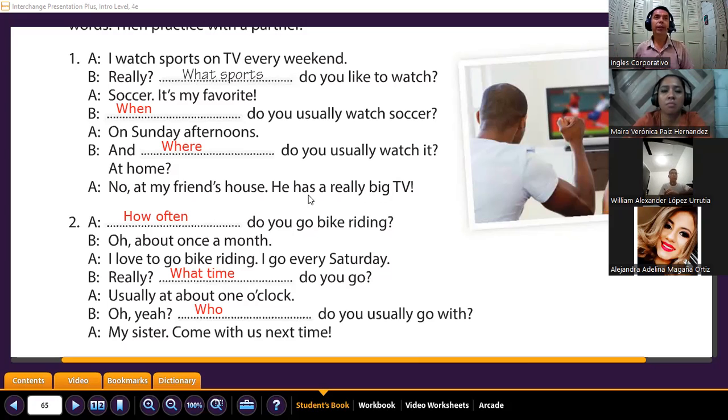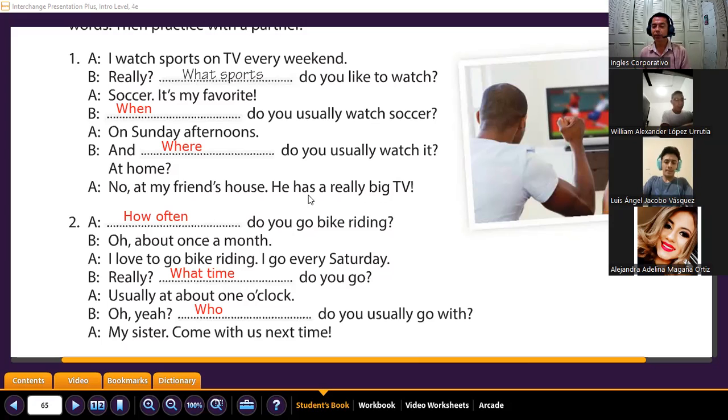Okay, 2 volunteers to practice this conversation, please. Volunteers, A and B. Voluntarios, vamos a ver. Come on, yes, William. Thank you, William. William and Luis? Yes. Okay, thank you. So, William, your letter A. And Luis, your B, right?